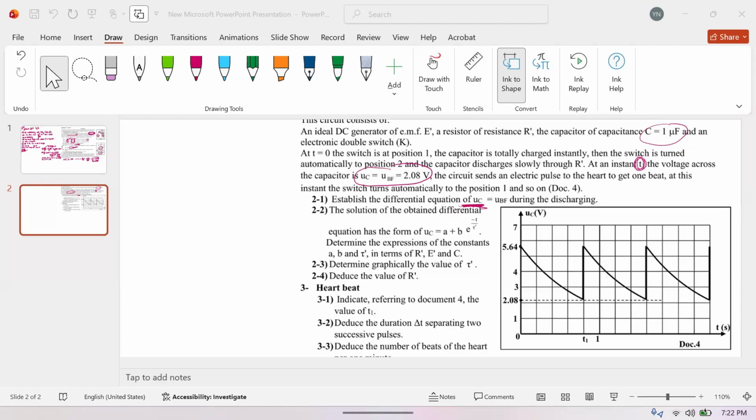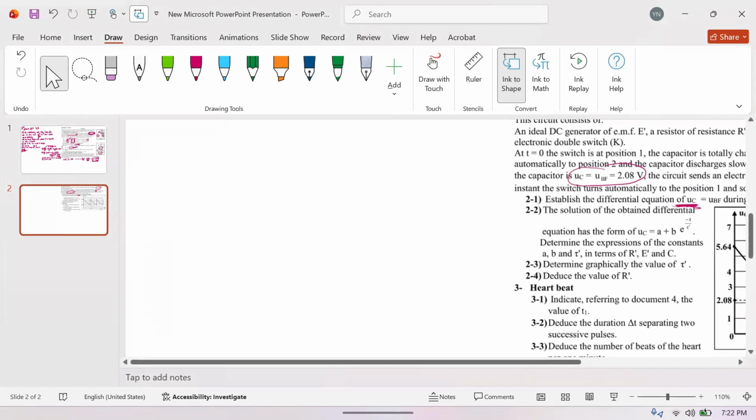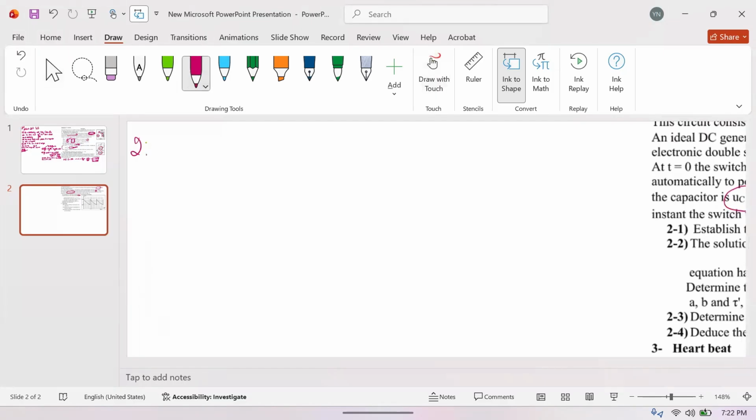Now for 2.1, establish the differential equation of UC. So they want the differential equation, and it's really just super easy. Just 2 steps that you have to know, and keep reminding yourself of these steps so you don't mess it up. The first step is you write the law of addition of voltage. And it's really just common sense after that. Usually we say U of the battery equals blah blah blah. But since we have here the phase of discharge, obviously we don't have a battery.